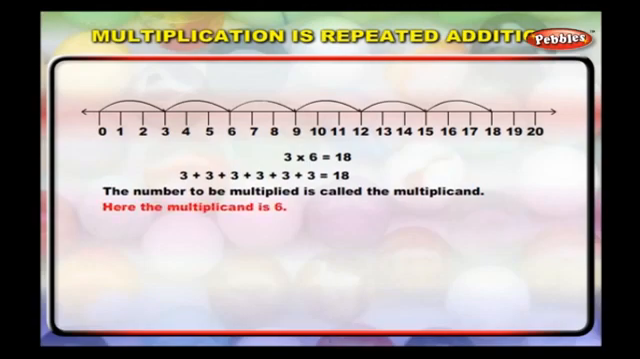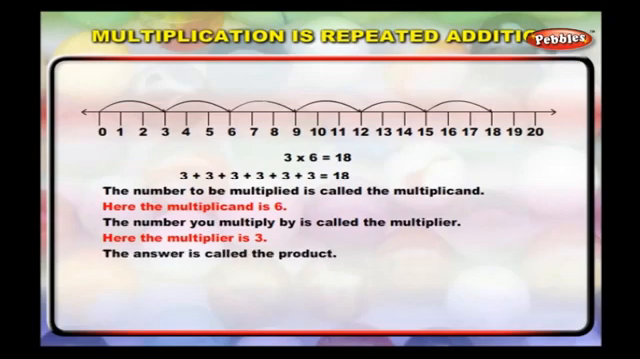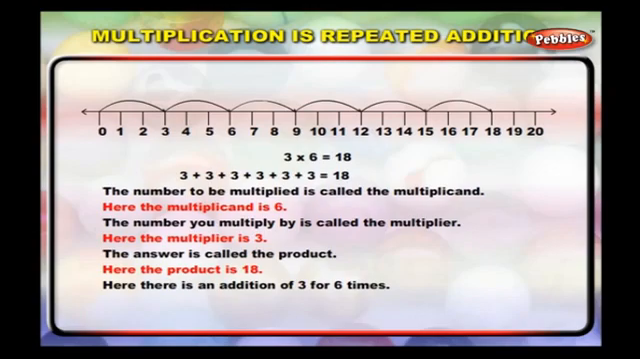The number to be multiplied is called the multiplicand. Here, the multiplicand is 6. The number you multiply by is called the multiplier. Here, the multiplier is 3. The answer is called the product. Here, the product is 18. Here, there is an addition of 3 for 6 times. So, multiplication is repeated addition.